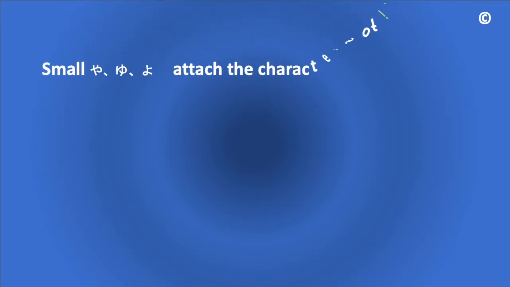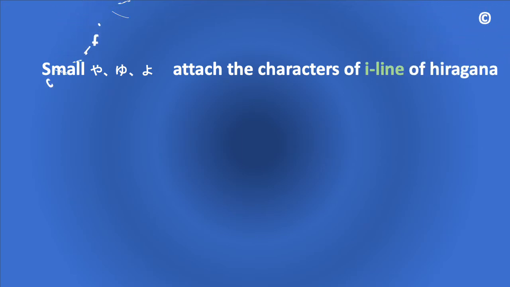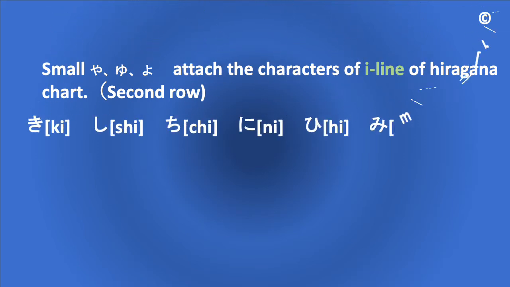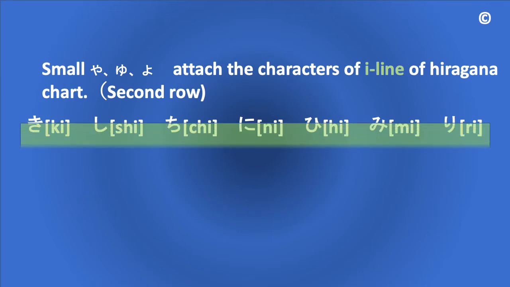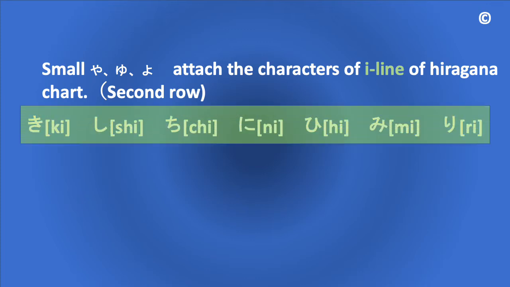Small ya, yu, yo attach to the characters of the I line of the Hiragana chart, the second row of the Hiragana chart: ki, shi, chi, ni, hi, mi, ri. These small ya, yu, yo attach to ki, shi, chi, ni, hi, mi, ri.